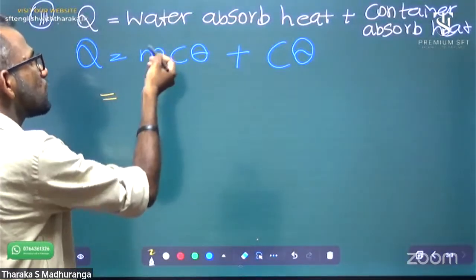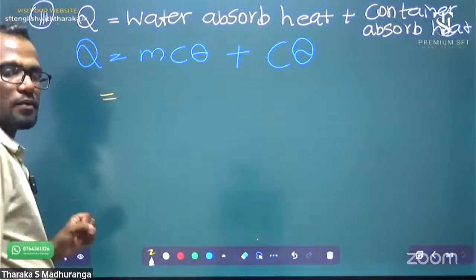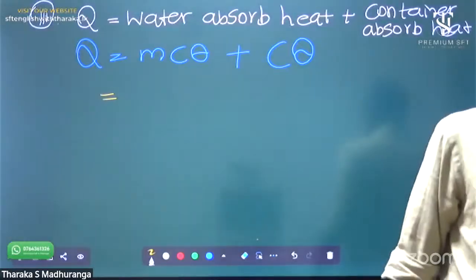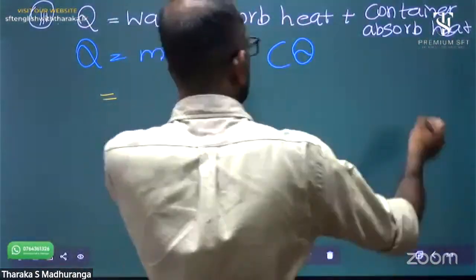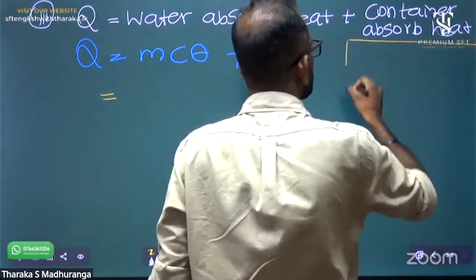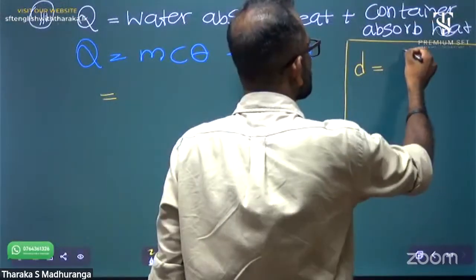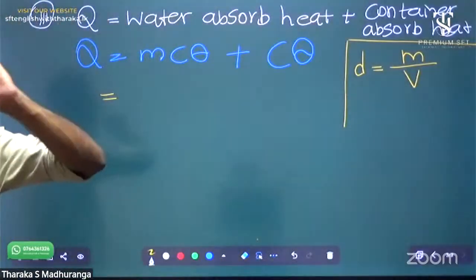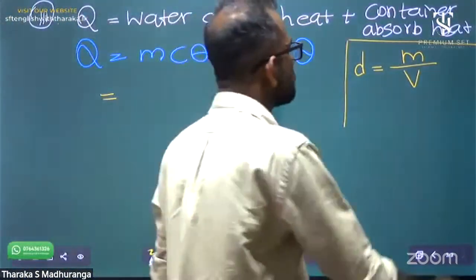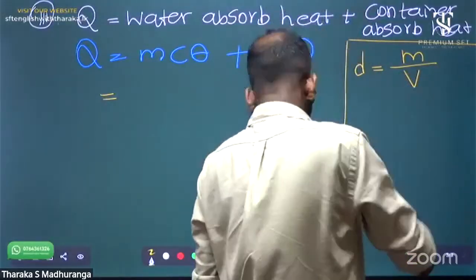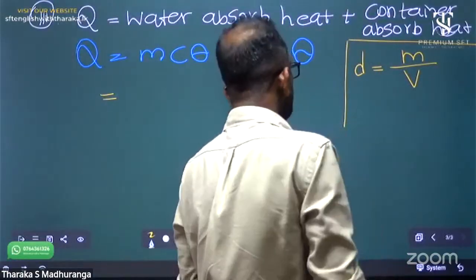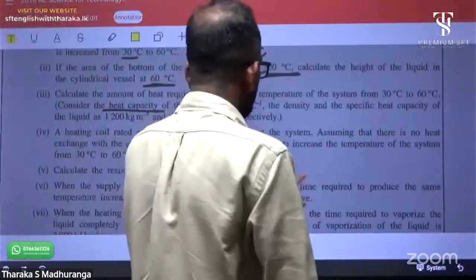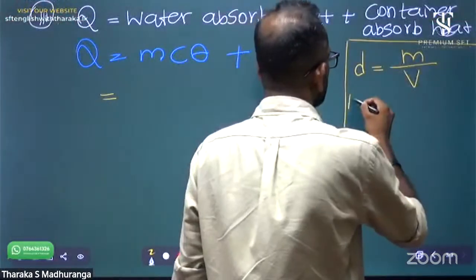Then mass of water. Now the problem is how to get the mass of water. You know, density equals mass over volume. The volume is given and the density is also given. The density is 1200.